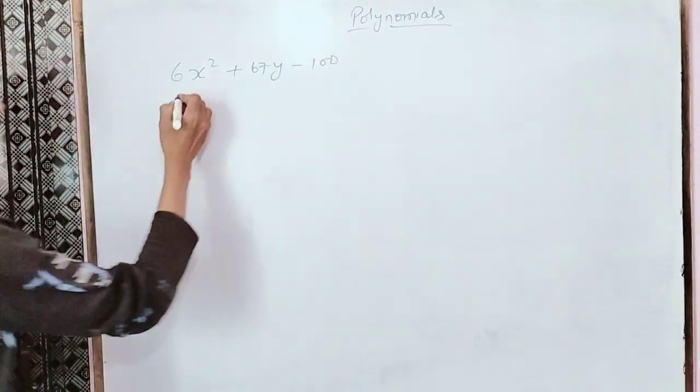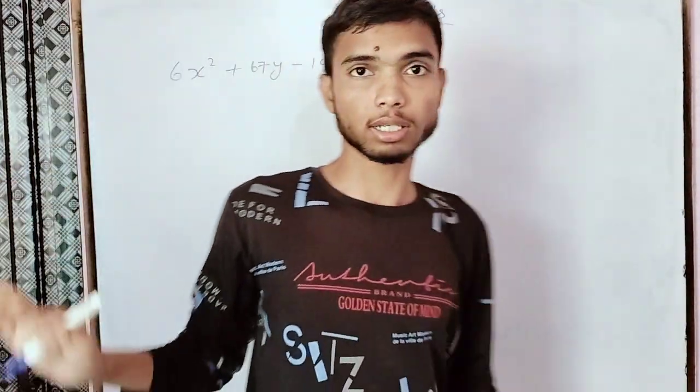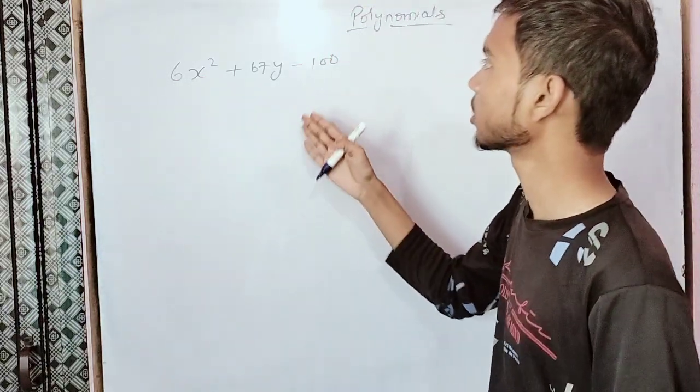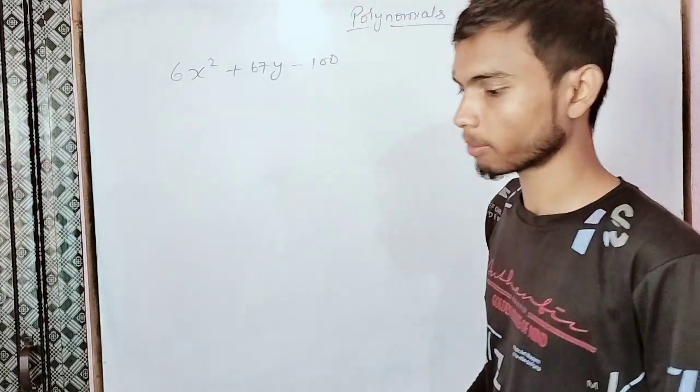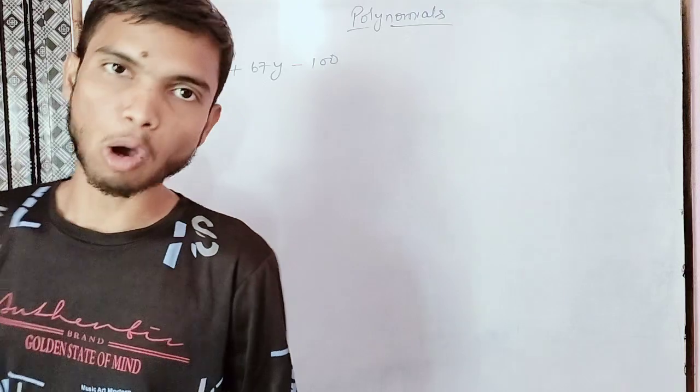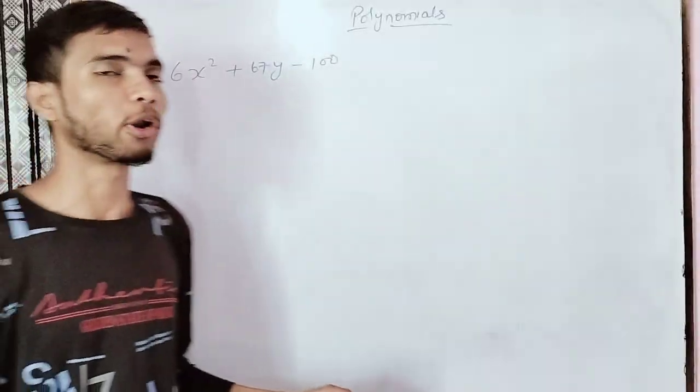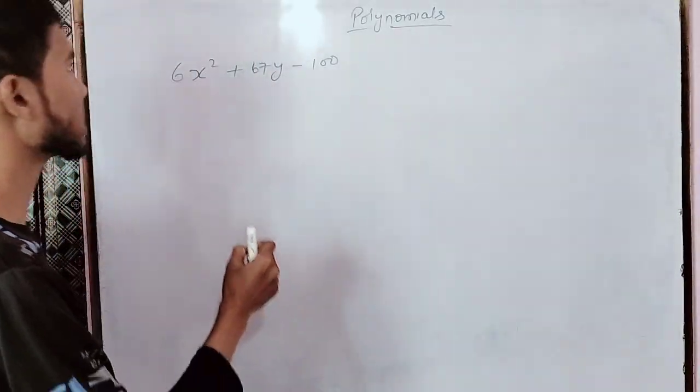Here, this 6x square plus 67y minus 100 is a polynomial. Okay, we are breaking it down.